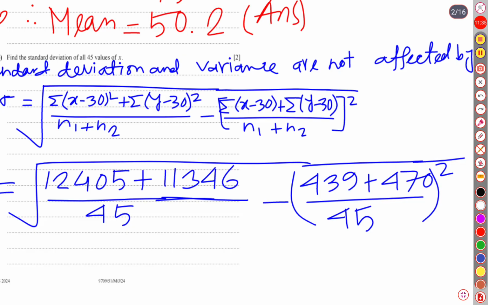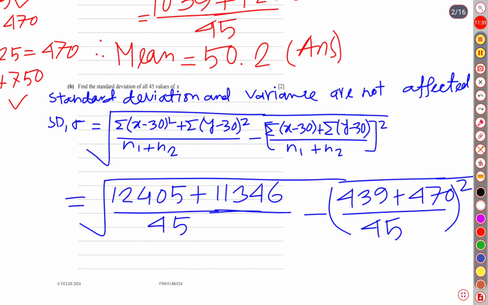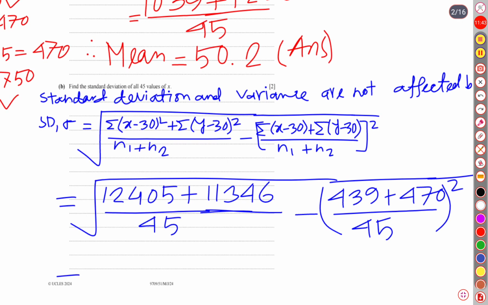then if we apply our calculator, it is going to be, hence our sigma, meaning standard deviation, is equal to, let me use my calculator: square root of 12,405 plus 11,346 over 45 minus (439 plus 470 over 45) whole squared, equal to 10.86 something. If I round the answer up, it is going to be 10.9. So we have got our standard deviation as 10.9 in this answer.